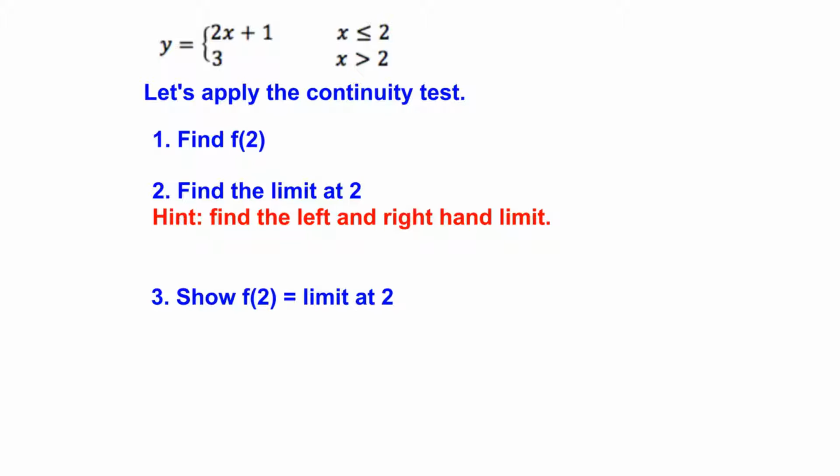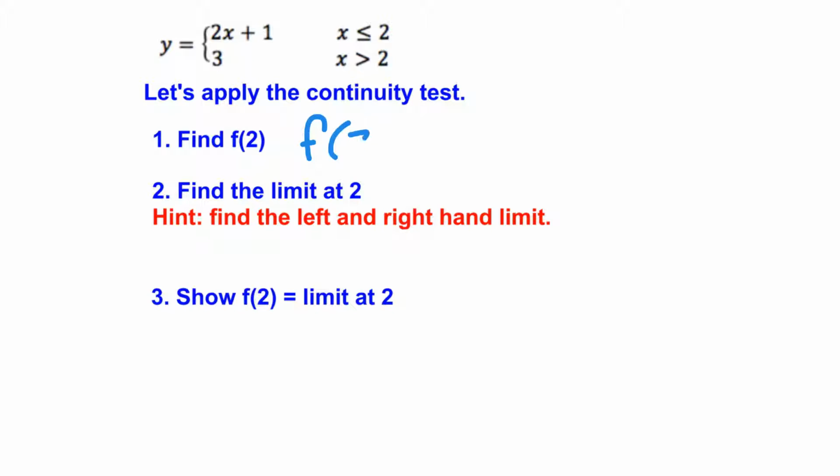The first. Why? Because I need to look over here at these domain restrictions to see which one is actually dealing with 2. You notice that this is the one where the 2 is actually part of the function, because it's less than or equal to. The other one is just greater than. So 2 is not a part of that function. All right, so that means I'm plugging into the first. So I'm going to go ahead and do that.